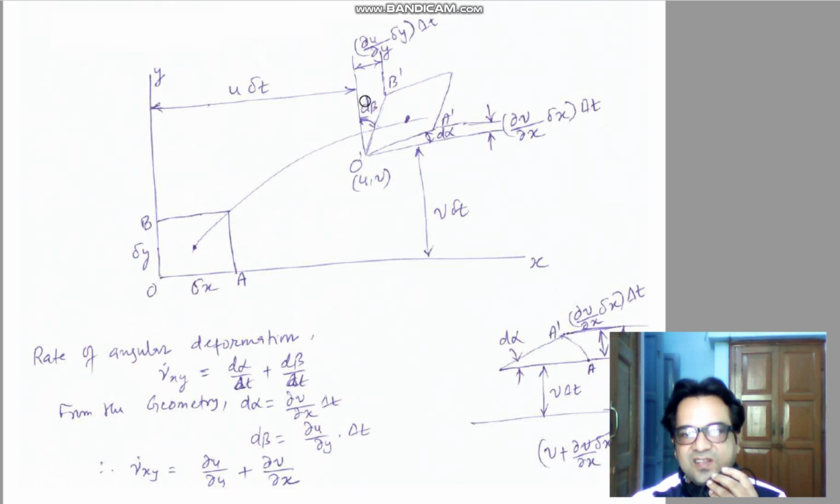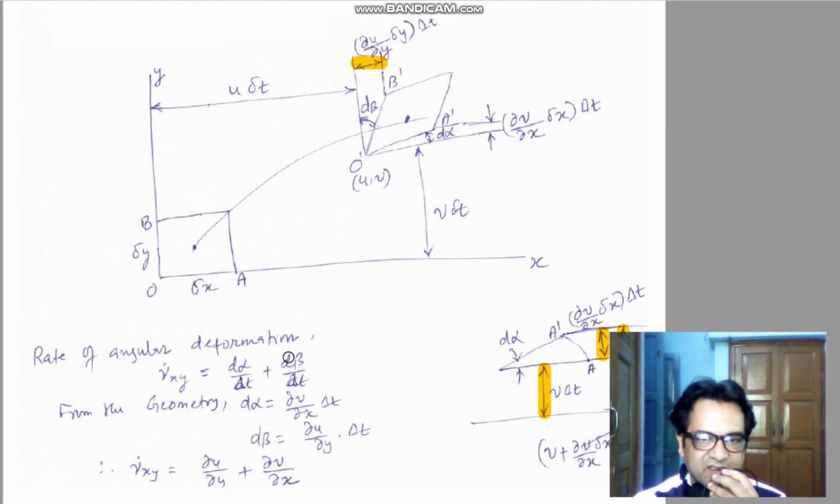Similarly, from B to B dash, it is the change of the x component of the velocity with respect to the y-axis. In this way, by using Taylor series expansion, you can find it out. So this minus this, you know, and this you know, so this minus this will give you this. It is del v by del x delta x into delta t. Similarly, the horizontal distance you can find in the same way. It is del u by del y delta y into delta t.